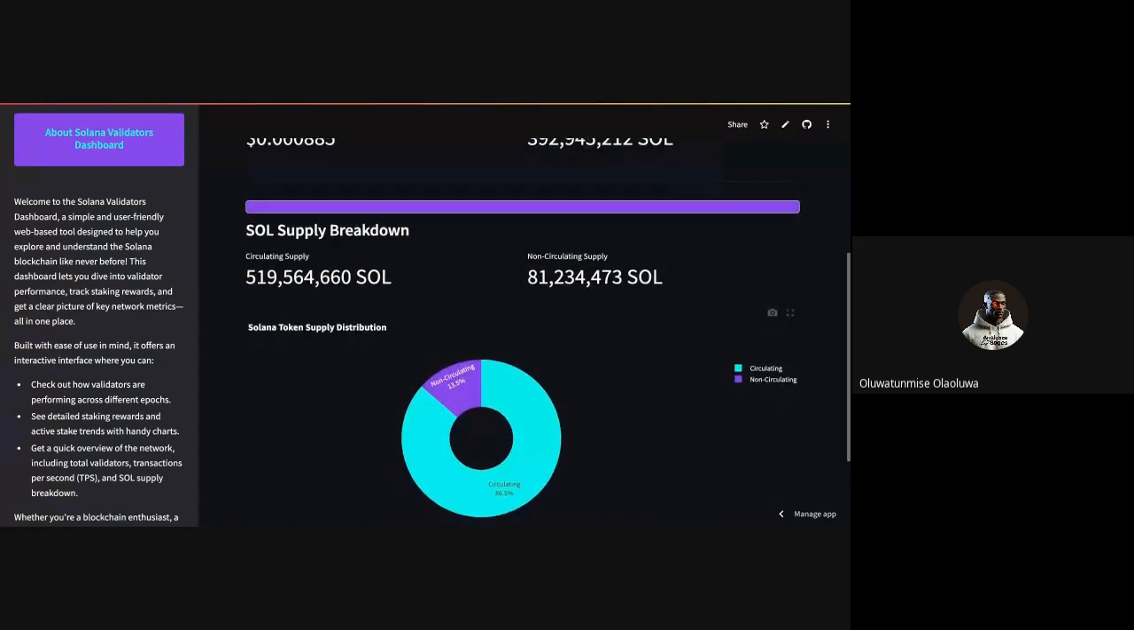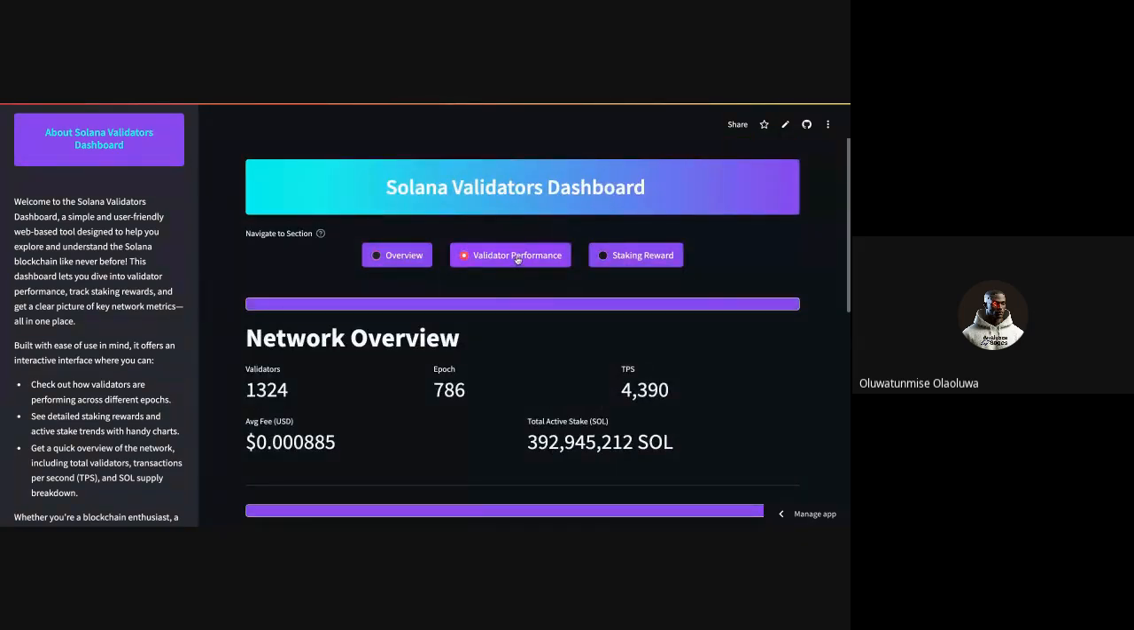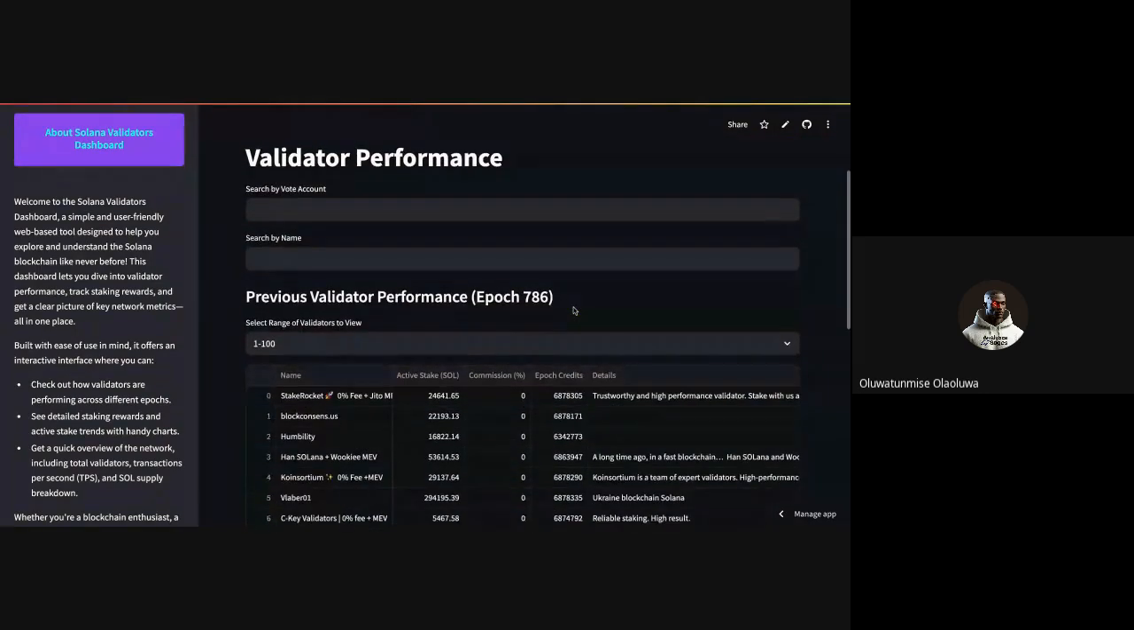Now let's break down the SOL supply, the Solana token. The circulating supply, this is the total number of circulating supply of SOL token. And this is the total number of the non-circulating supply of SOL token. All right, and here tracks validators performance. If you have any specific validator in mind, you can drop their vote account and it will show you the exact validator that you are looking for and all their activity in all the epochs that they have recorded.